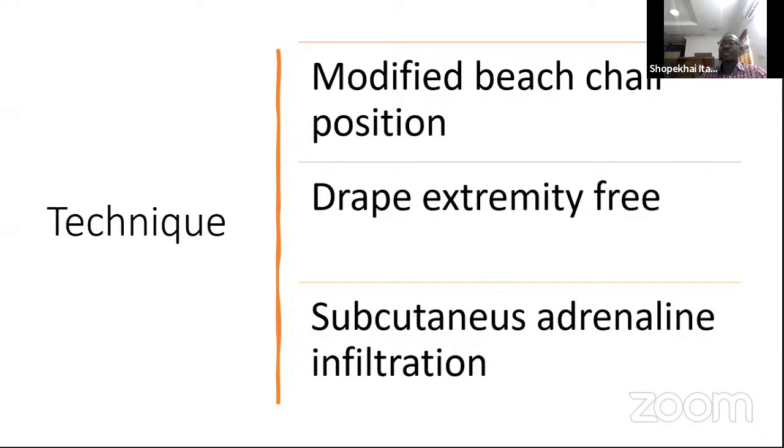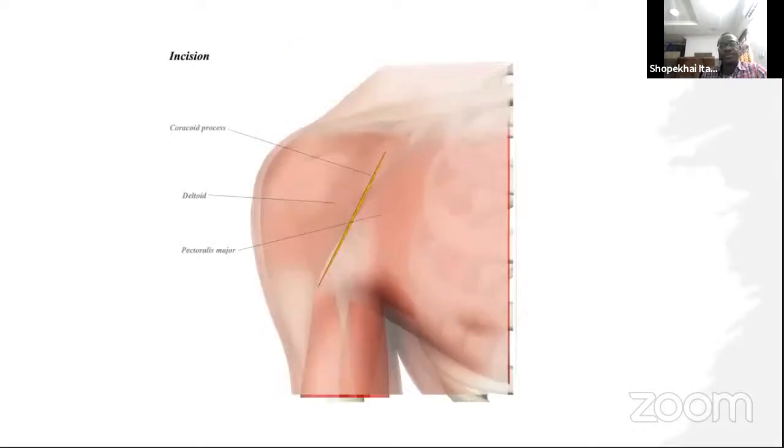Drape the extremity free so you can have access to the upper limb and you can move it, because at some point in your approach, you will need external rotation to improve your access and your visibility. I tend to infiltrate the line of incision with adrenaline. That helps to reduce bleeding and helps me keep things anatomic because I need to look for the cephalic vein. With experience, you do not need to do that. You would get easy access and go right all the way through.